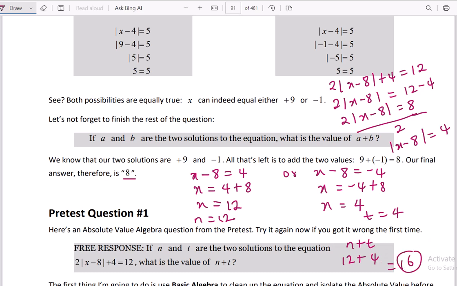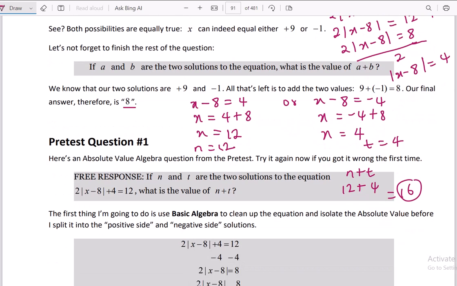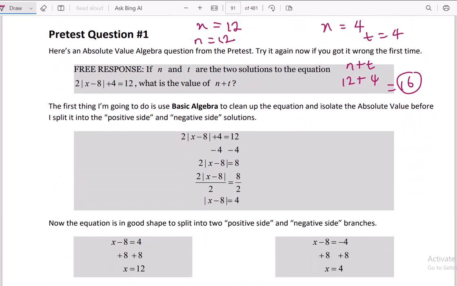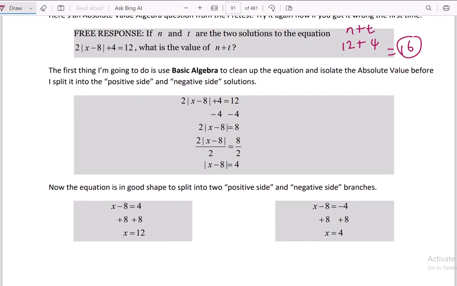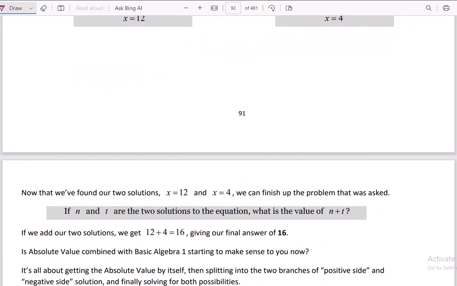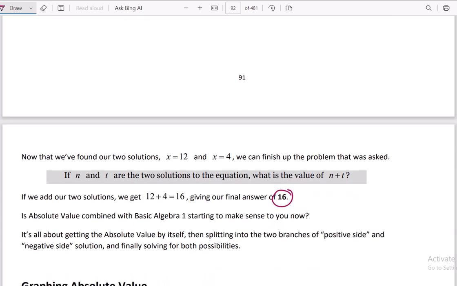Let's check if we did the right thing or skipped any detail at any point. So we are having exactly the same thing, 12 and 4. So if you combine, you're going to have 16. Exactly what it did. So that makes sense.